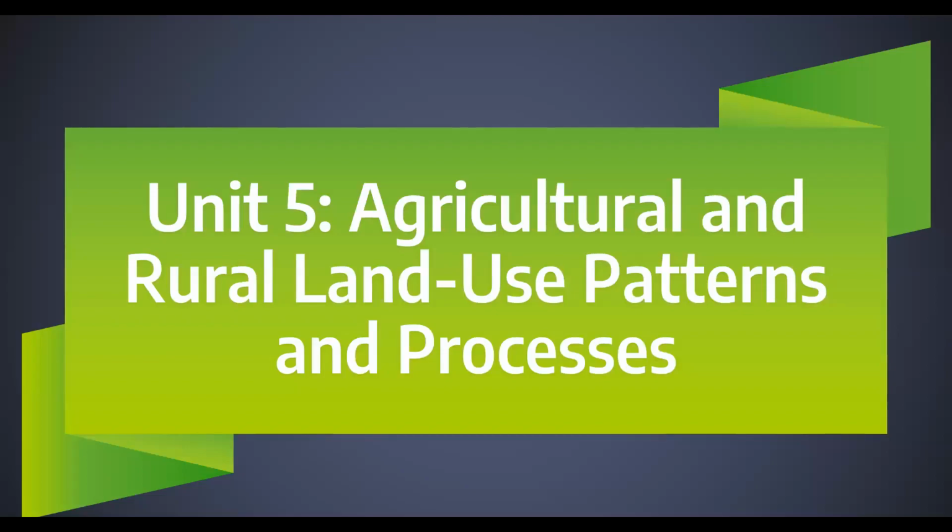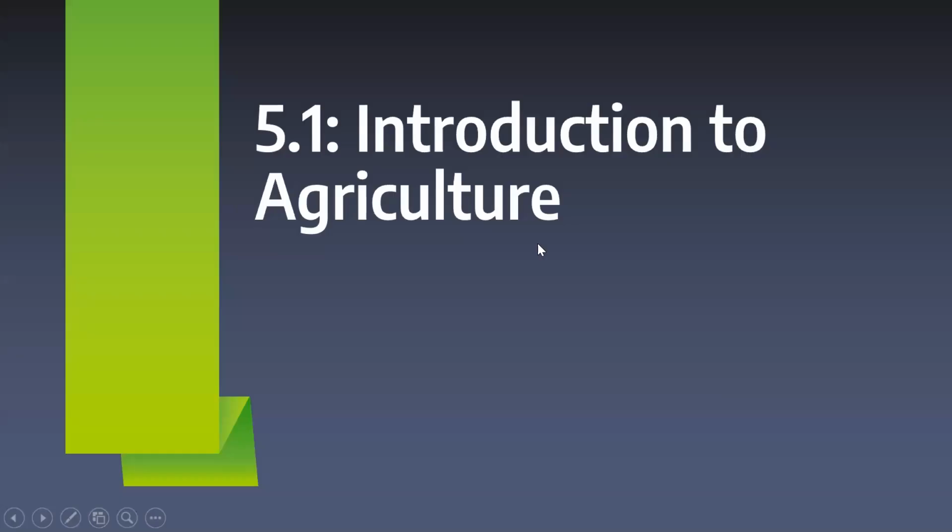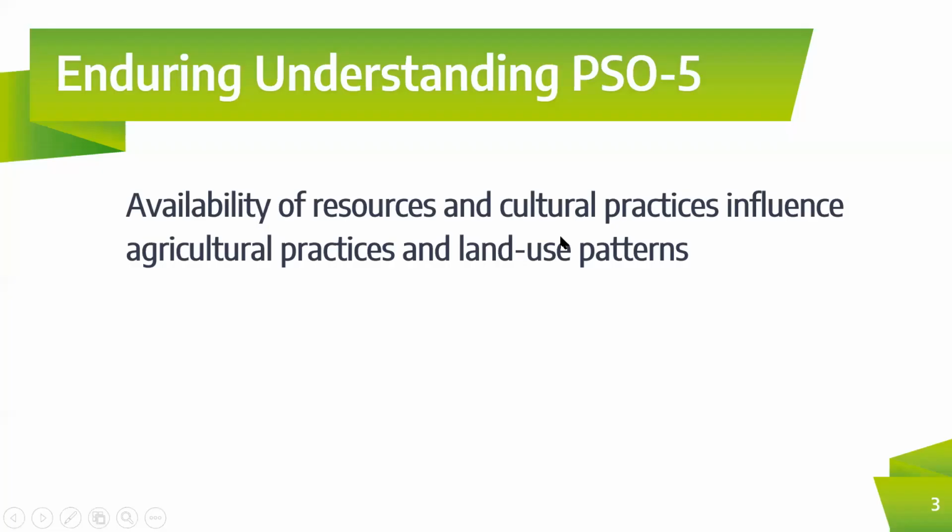So I'm going to be talking about the first two topics here of Unit 5, which again is agricultural and rural land use patterns and processes. So we did some introductions in class with agriculture, and obviously there's a lot that goes into this. So let's break it down so that it actually starts making a little bit more sense.